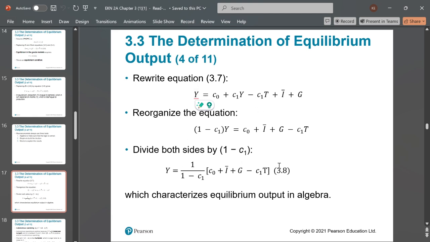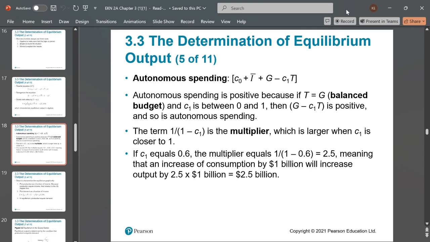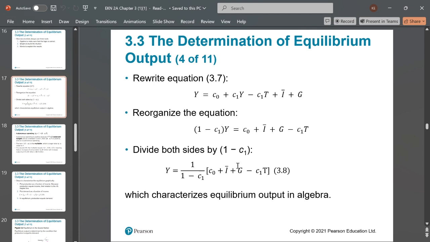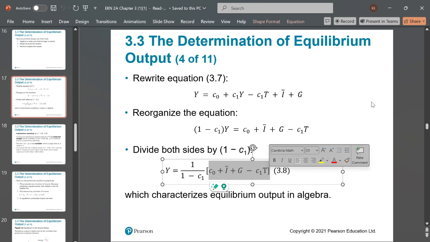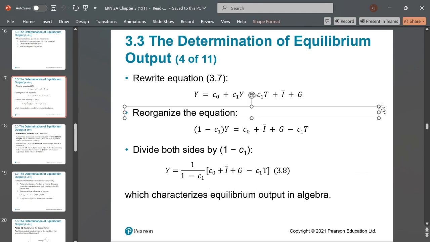And then you're going to divide both sides by this 1 minus c, because it's on this side. So for us to get one variable, we need to divide, right? And then you get your autonomous spending. Autonomous spending in simple terms is basically this part over here. That is your autonomous spending. So you might get a question, what is the autonomous spending? And you're just going to write it as this.